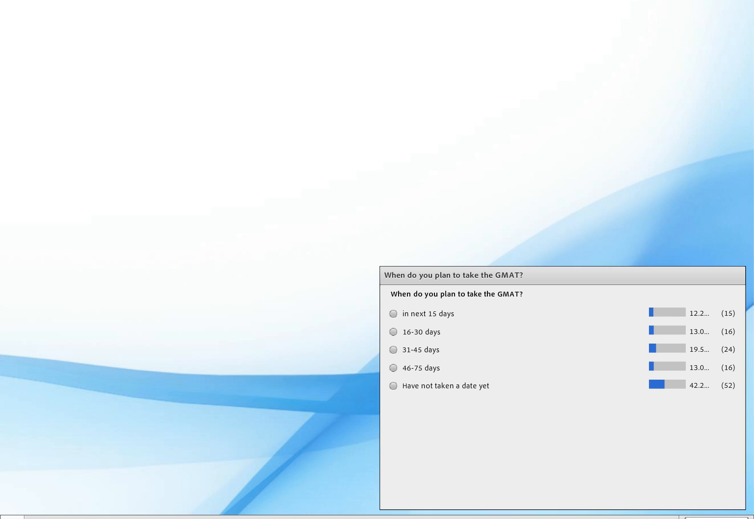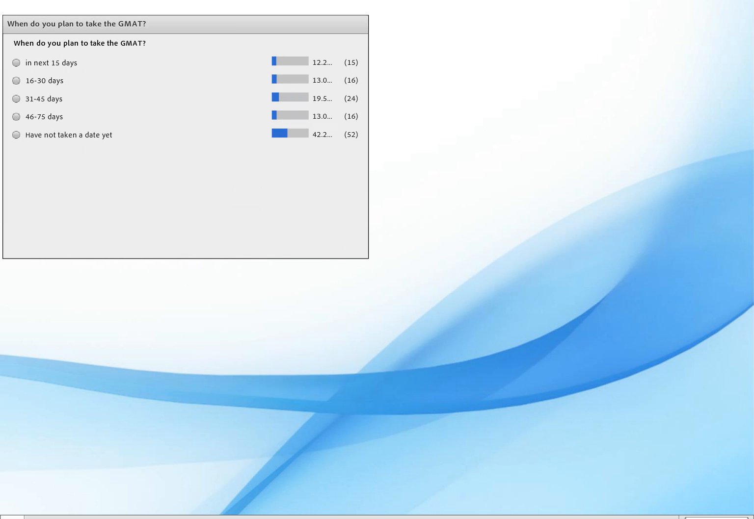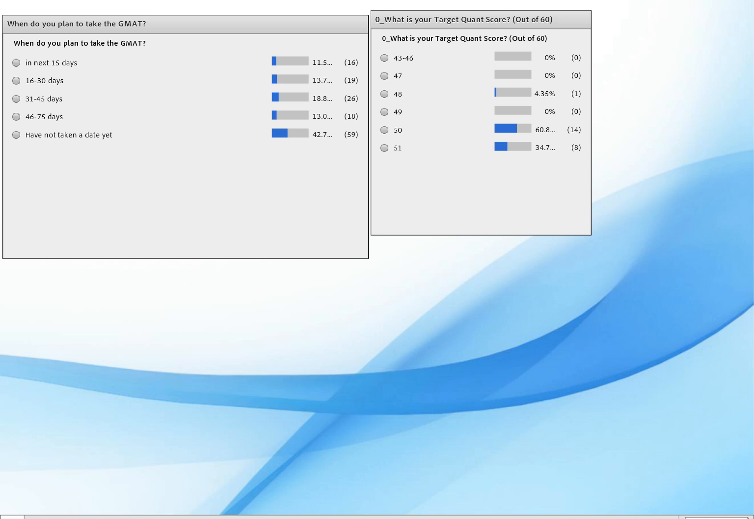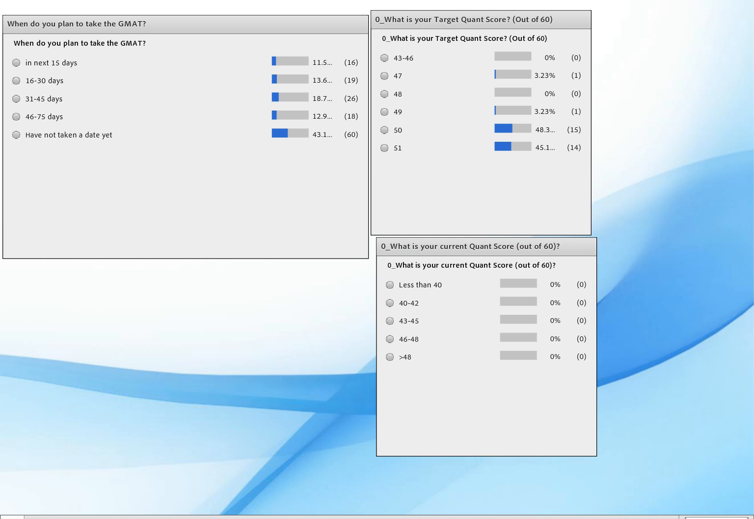All right, with that, let's get to know you guys a bit better. We have about 150 students here. I want to know when you plan to take the test. What's your target quant score? And again, you can see the buckets over there. And then what is your current quant score? So where do you think you currently are?